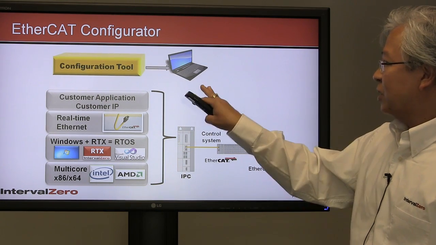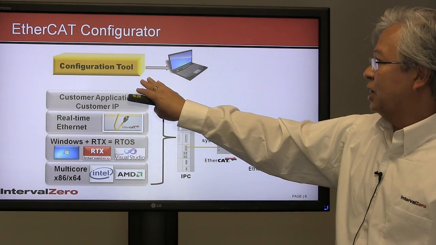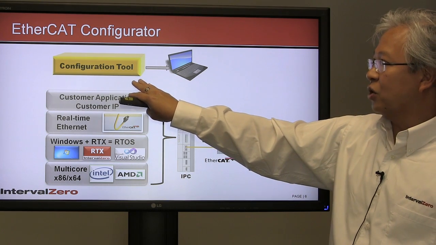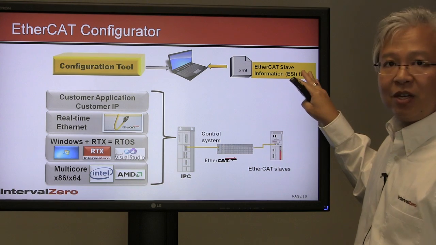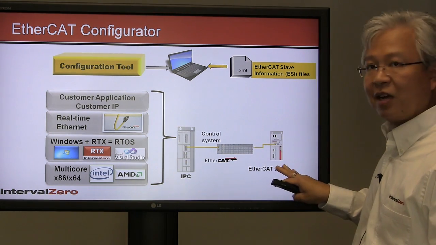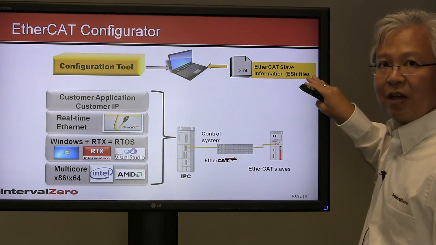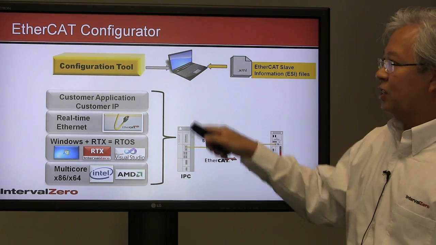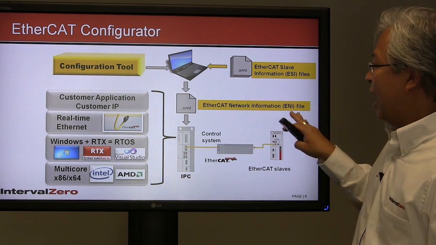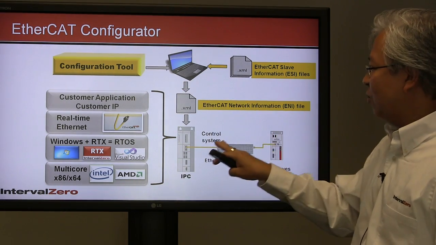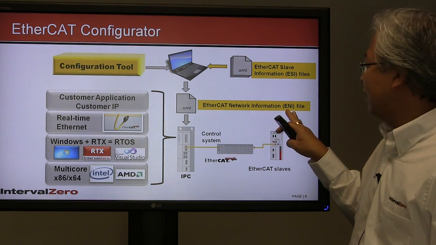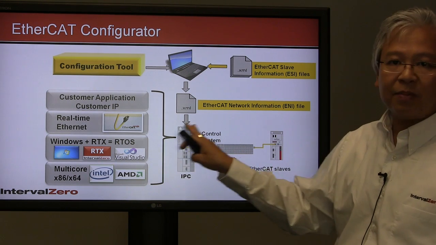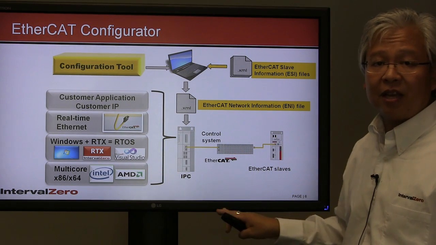Now, the piece I want to focus on before going to step 1 is this thing called an EtherCAT configurator. This configuration tool takes these slave information files from the slave manufacturers. This XML file or ESI file serves as input to the configurator, and the tool queries the entire network and creates this thing called an EtherCAT network information file.